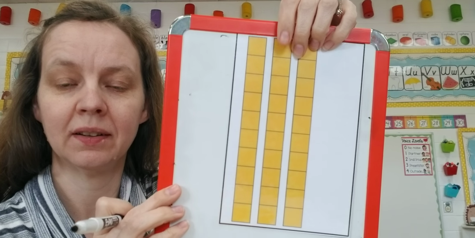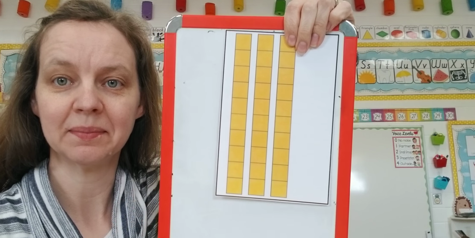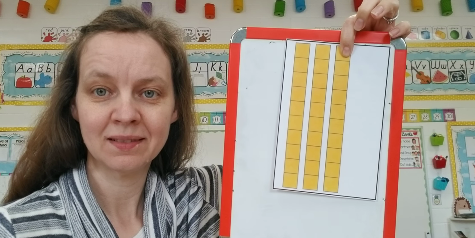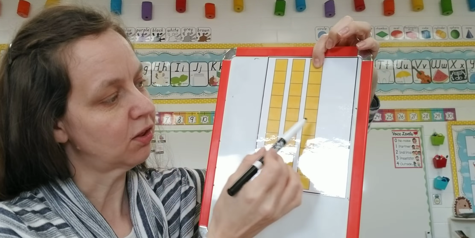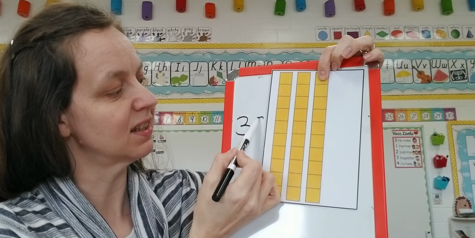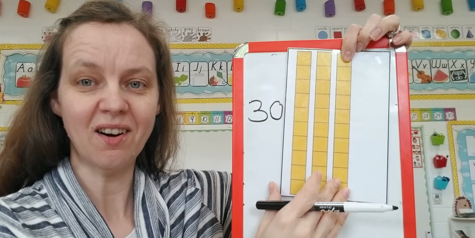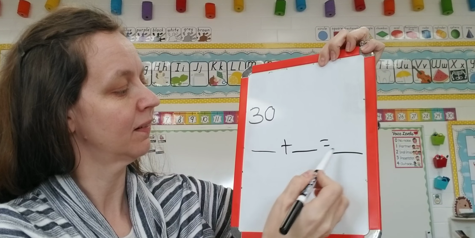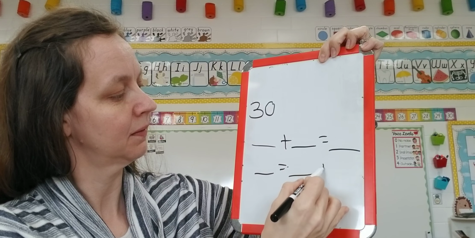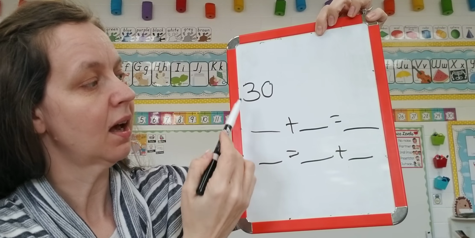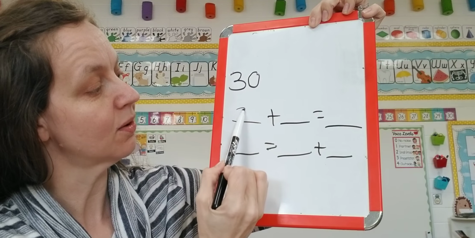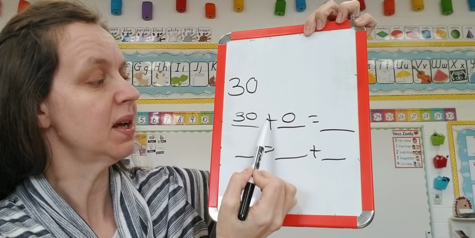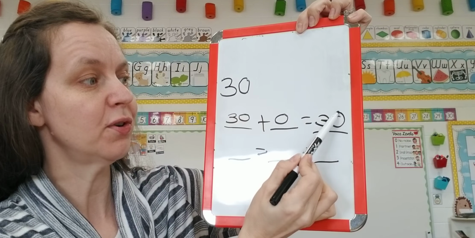Look at this one. How many tens do you see? How many ones do you see? Did you see 3 tens and 0 ones? If you did, awesome. Now let's write our number sentence for this. All right, how many tens again? 3, so I'm going to put 30 right there. Plus, how many ones? 0. 30 plus 0 equals 30.